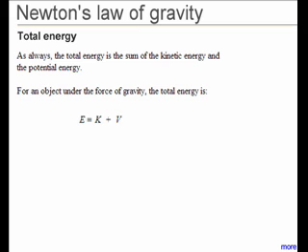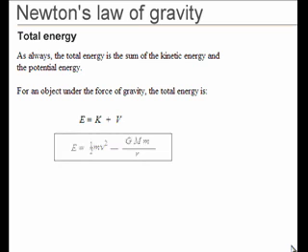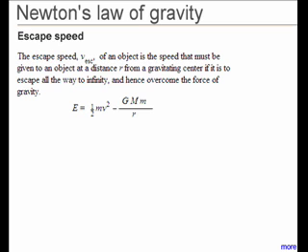The total energy of an orbiting object is given by the sum of the kinetic and potential energies. The escape speed is the speed that allows an object to just go into orbit and escape the Earth's gravitational field. This occurs for an object of mass m when the total energy is equal to zero.